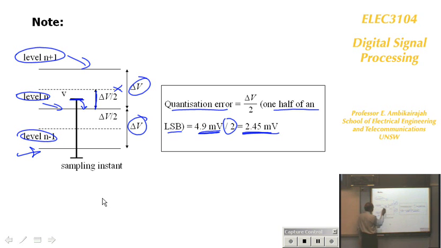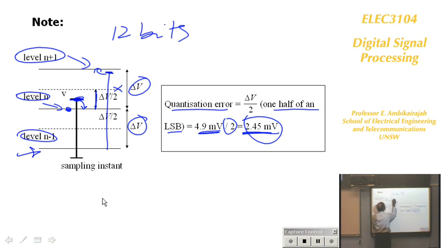If the sampling instant was there, there is no error. If the sampling instant was here, there is going to be error. If you sample at that point, it will be pushed there. Whatever it is, you are going to have 2.45 millivolts of error, that is called the quantization error. You cannot have the exact value because you don't have enough levels. If you want enough levels, you increase the number of bits: instead of 12 bits, you go for 24 bits. Very nice levels, very small error.